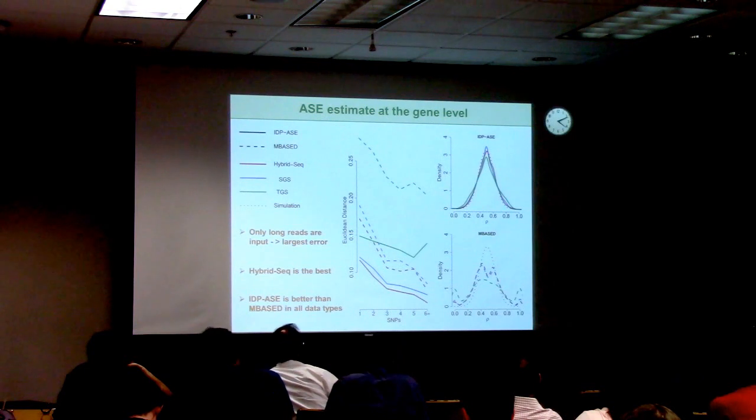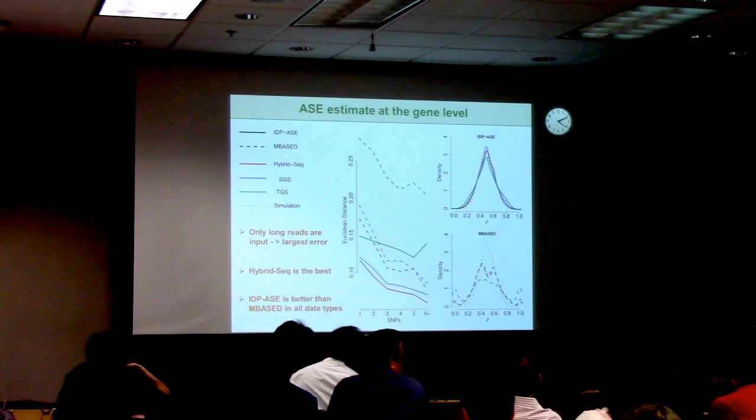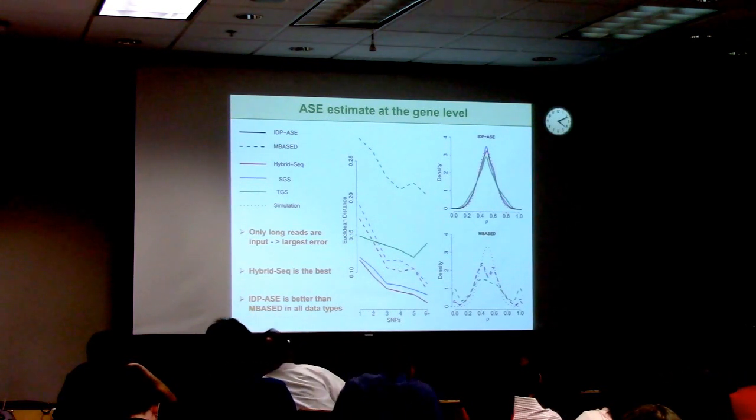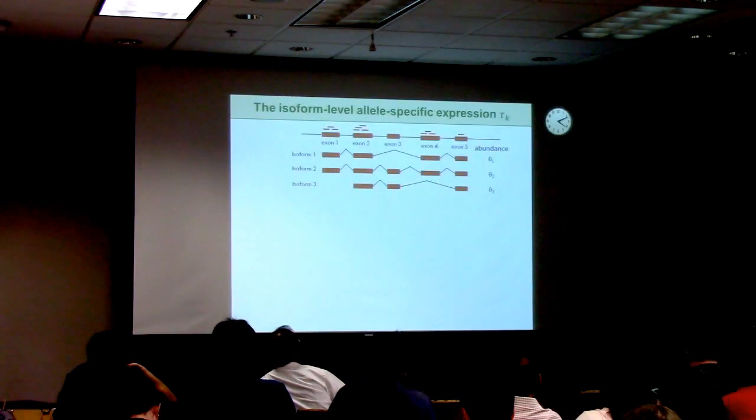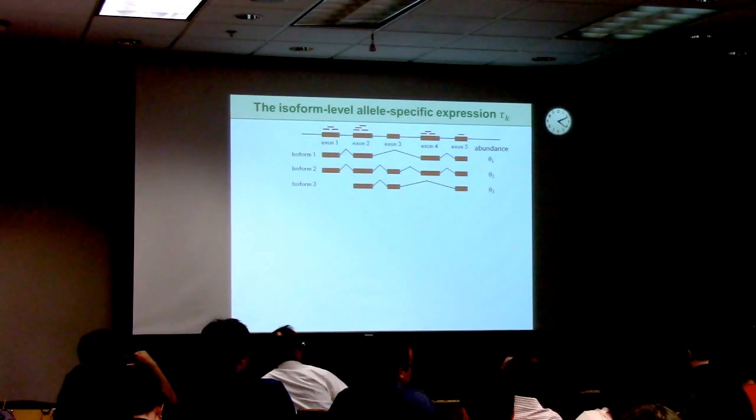So if you do a random guess and if rho is close to 0.5, it's very difficult to distinguish the 2 possibilities. Okay, we solved the quantification of the allele-specific expression, and also we determined the haplotypes. But we still have one problem to solve, the isoform level.